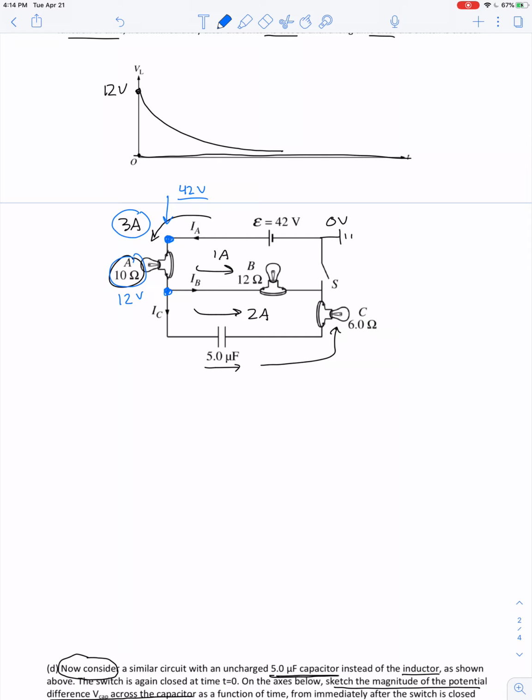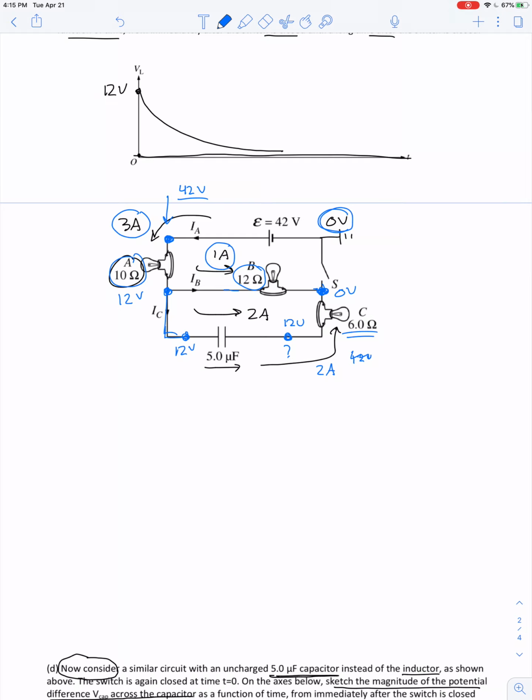Okay, and when 1 amp flows through 12 ohms, you lose 12 volts. So thank goodness that agrees. That means our potential difference is back down to 0 volts right here. So the electric potential here is still 12 volts. The electric potential here is 0. Let's see if we can figure out what it is right here. Well, 2 amps is flowing through 6 ohms of resistance. So that gives us a potential difference of 12 volts. So the electric potential here is 12 volts initially.